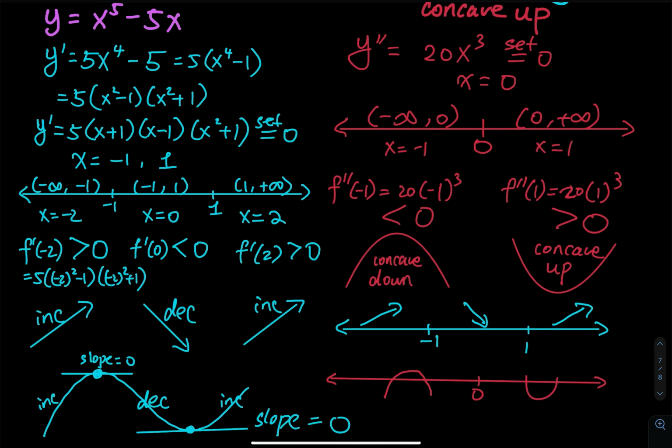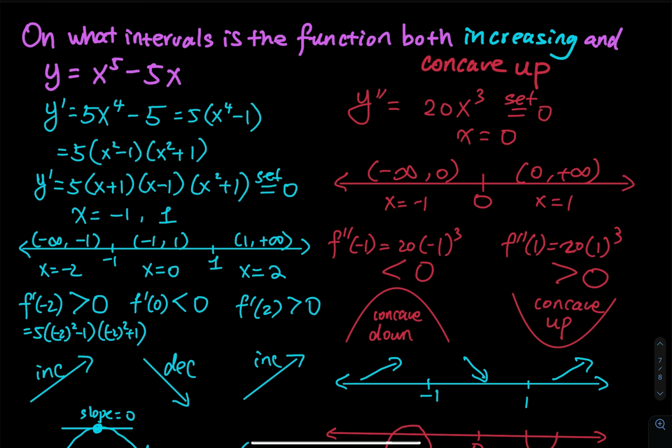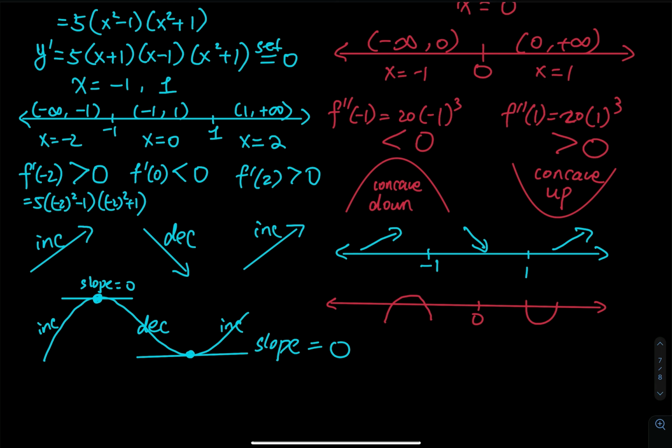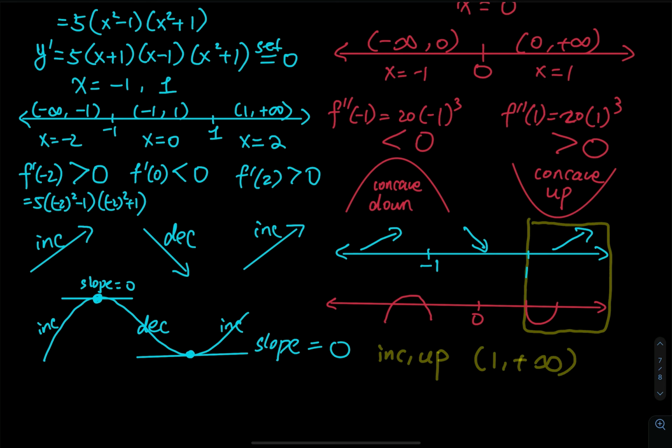What is the question asking? The question is asking for both increasing and concave up. So that tells me here, this is increasing and concave up. So for increasing and concave up, we have the interval from 1 to positive infinity. What about increasing and concave down? For increasing and concave down, we have that over here.